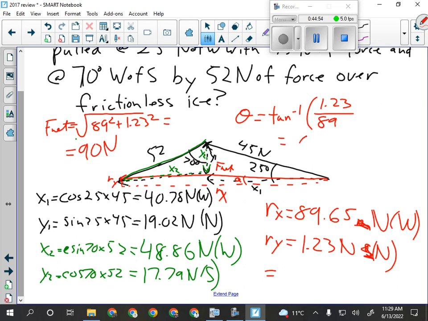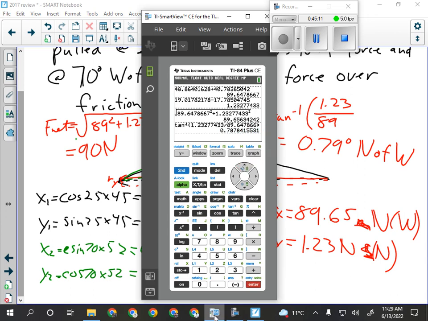Okay, so my final answer would be 90 newtons, sorry, that's not my final answer, 90 newtons at 0.79 degrees north of west, but I wanted the acceleration, so I actually need to take that force that I got and divide it by 60 kilograms, and I get 1.5 meters per second squared at 0.79 degrees north of west. All right? Everybody with me on that one?